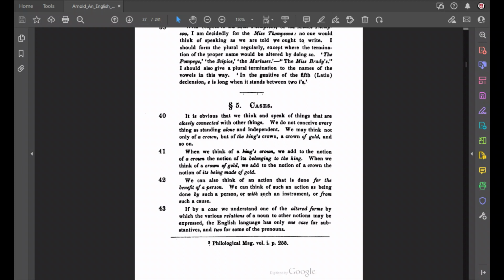Paragraph 42. We can also think of an action that is done for the benefit of a person. We can think of such an action as being done by such a person, or with such an instrument, or from such a cause. So you can see that we put substantives together and they have different relationships to each other.